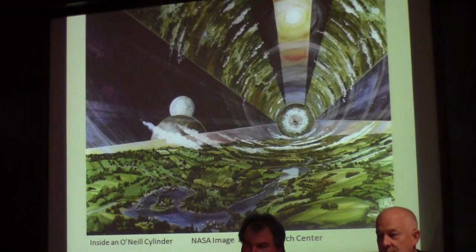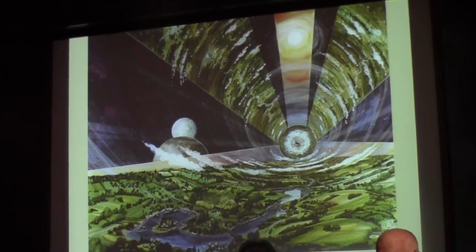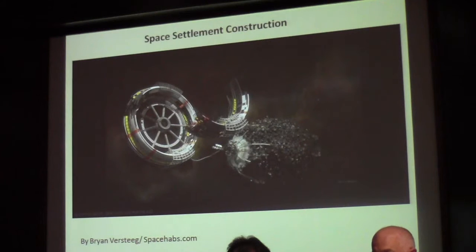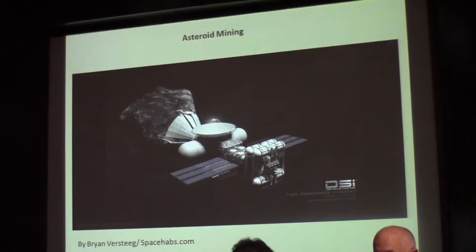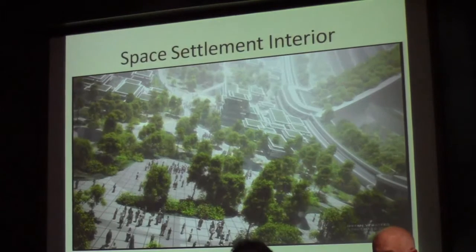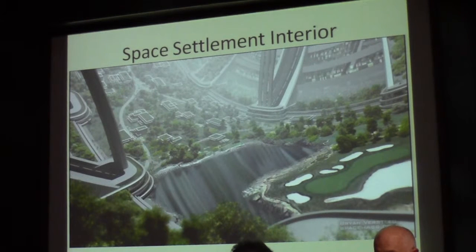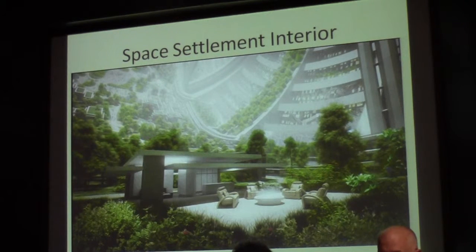Space settlements can look pretty nice. Here are some images from NASA. This is an O'Neill cylinder. And here's a graphic of a space settlement being built. You're mining the asteroids to build a settlement. And here again, you're moving the asteroids to a position where you want to mine them. Here are some images of what such a settlement might look like on the inside. And notice the waterfall. Space settlements can actually be very, very nice places to live. Again, a nice view.